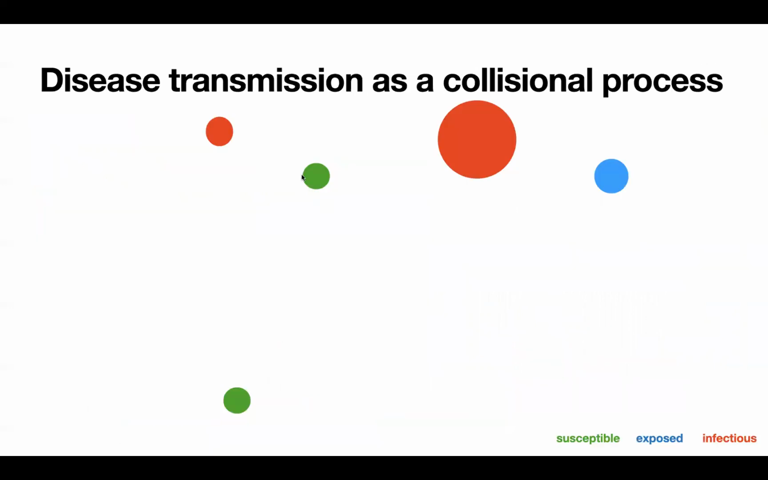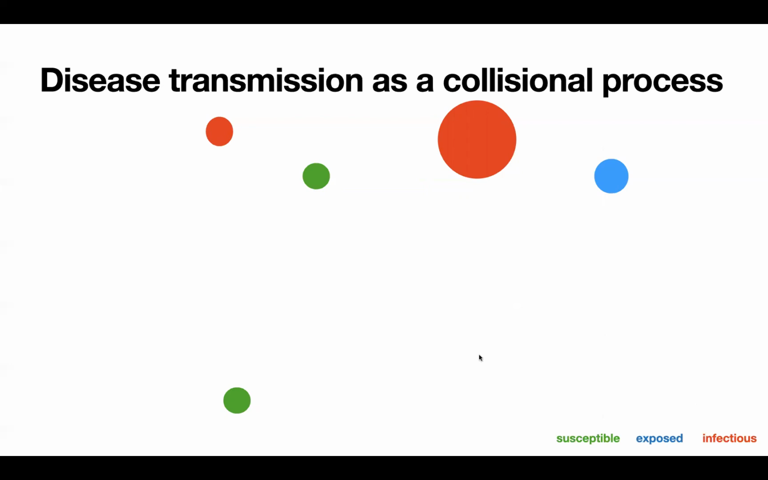And the idea here is just a simple cartoon. These are the different people. The red is infectious. Susceptible is green. So there are healthy people who are not sick yet, and then there are exposed people who are exposed but are not infectious yet.